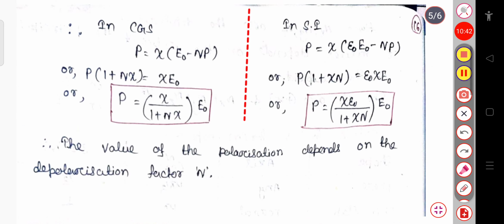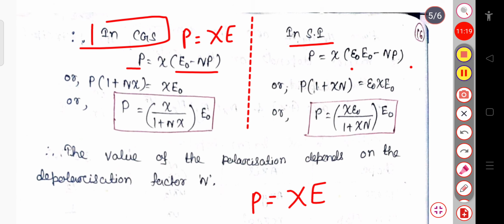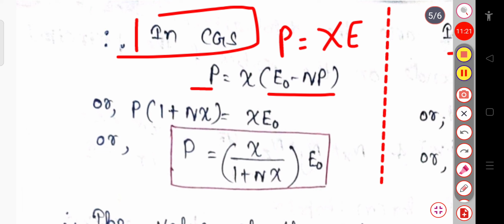Now again, in CGS system, the polarization P equals chi into E naught minus NP, because you know the relation P equals chi into E. So in place of E, I can put E naught minus NP in case of the CGS system. Similarly, in case of SI system, in place of E, you can substitute epsilon naught E naught minus NP. First let us see the CGS one, then after we will go for the SI.